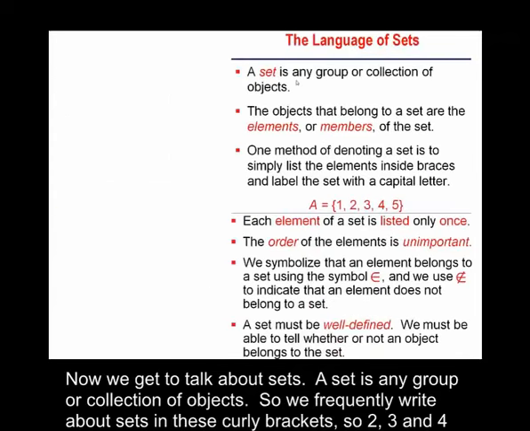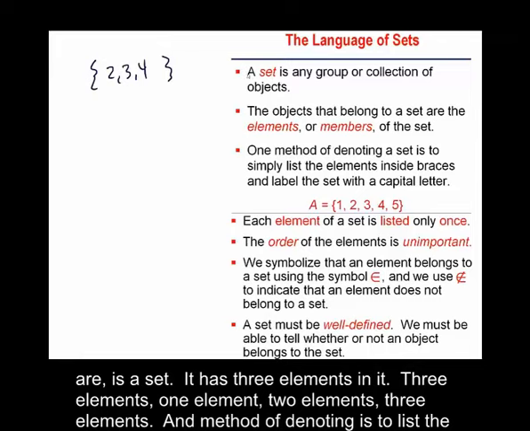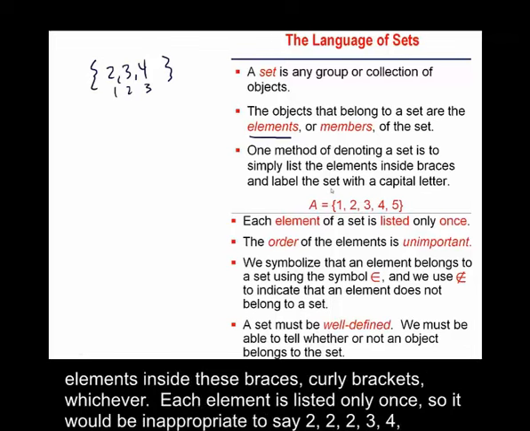Now we get to talk about sets. A set is any group or collection of objects. So we frequently write about sets in these curly brackets. So {2, 3, 4} is a set. It has 3 elements in it: 1 element, 2 elements, 3 elements. And a method of denoting is to list the elements inside these braces, curly brackets, whichever.